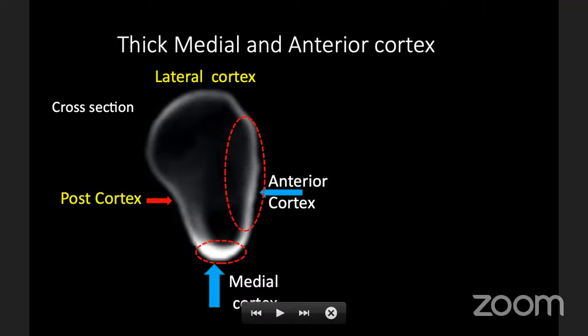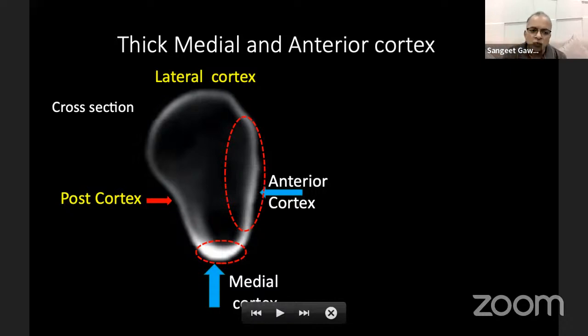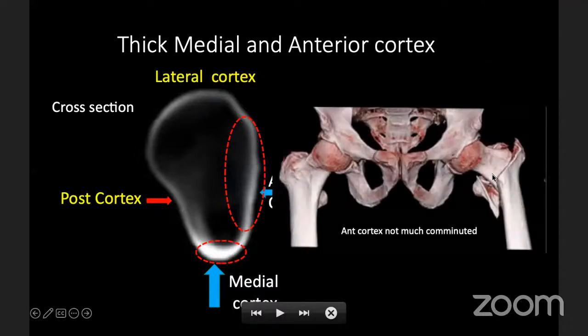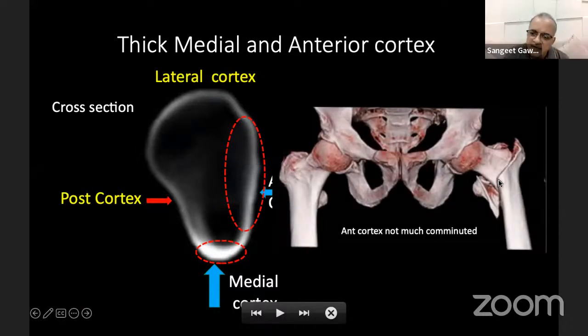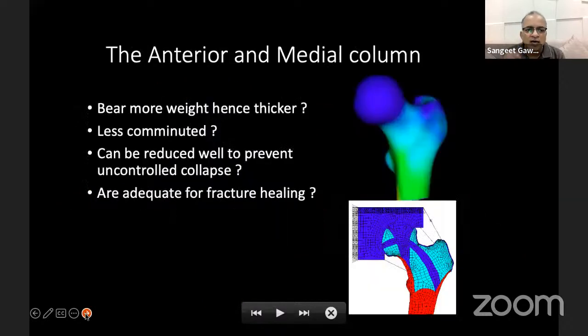Usually the posterior cortex, being thinner out of all, the lateral and the posterior, is always comminuted in intertrochanteric fractures. And you can see here, very often you will see the anterior cortex undisplaced. All the comminution is on the medial side or on the posterior side. So we have one structure which we can reconstruct. That is the anterior column. Okay. So why is it thick?